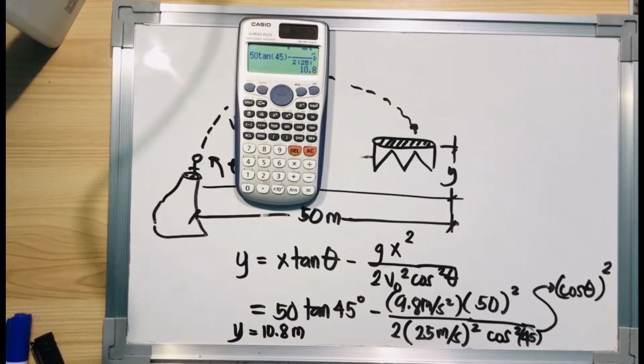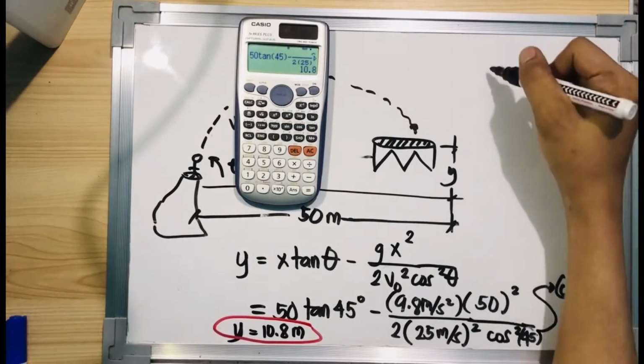Okay? So, yung mga cancellation of units dyan, mangyayari lang din yan kapag sinundan natin yung formula. So, your y is equal to 10.8. Ngayon, meron na tayong vertical height. Ano naman yung isa pang pinapasolve? So, yung pinapasolve na isa is yung time of flight.